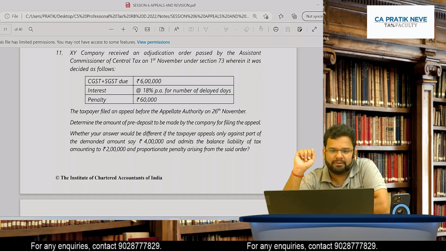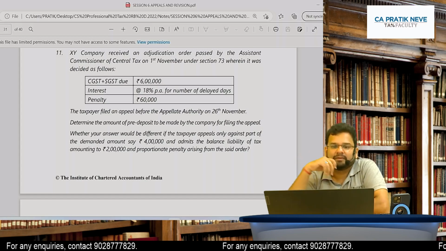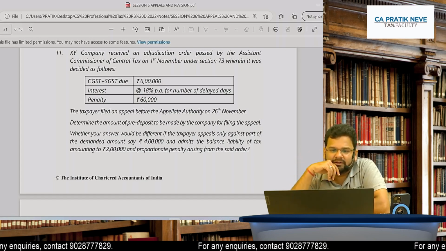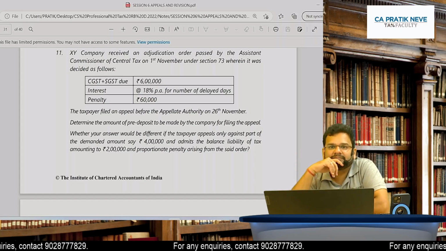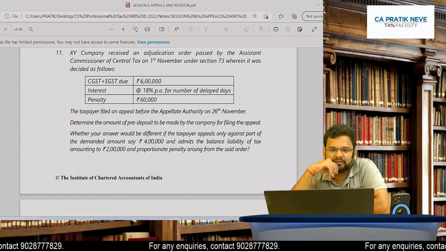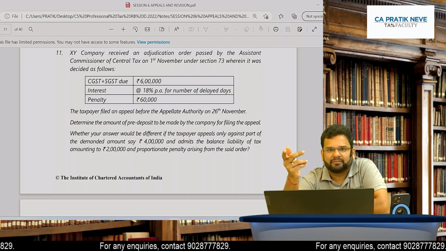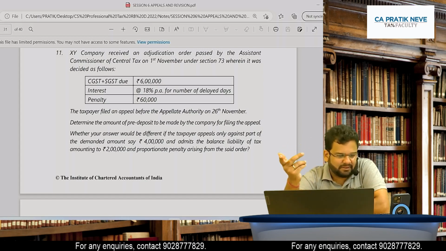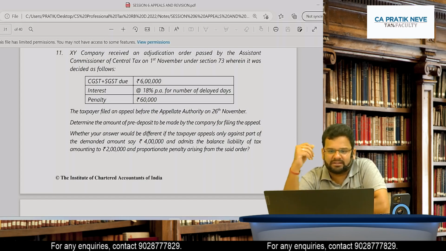What will happen in this case? So it's not given how much they have accepted. So I don't think anything is accepted. So no demand is accepted. So they will have to pay 60,000 rupees.